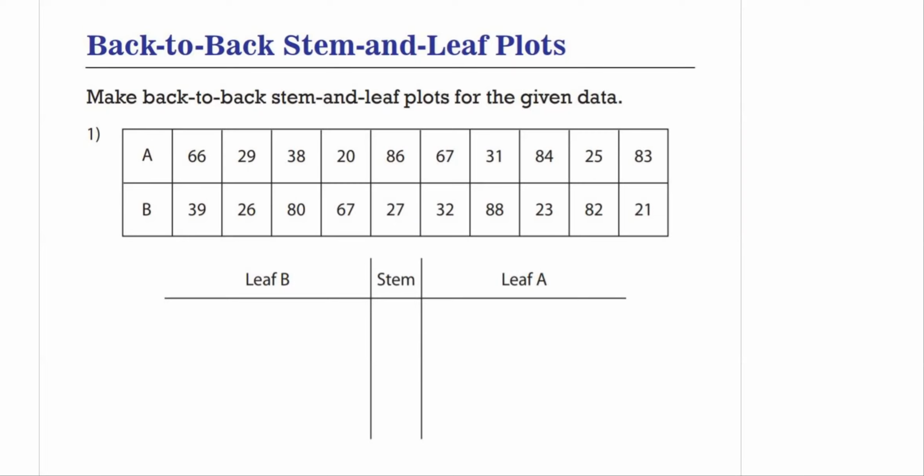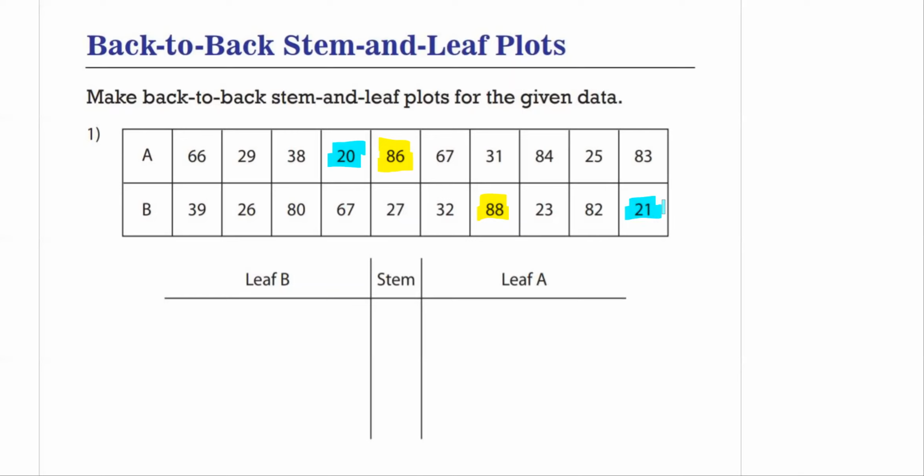So the first thing I'm going to do is to select the highest and the lowest scores in each data set and look at what would cover both ends. So glancing through data set A, it appears that the highest number is 86 and the lowest number is 20. In dataset B, the highest score is 88 and the lowest score is 21.